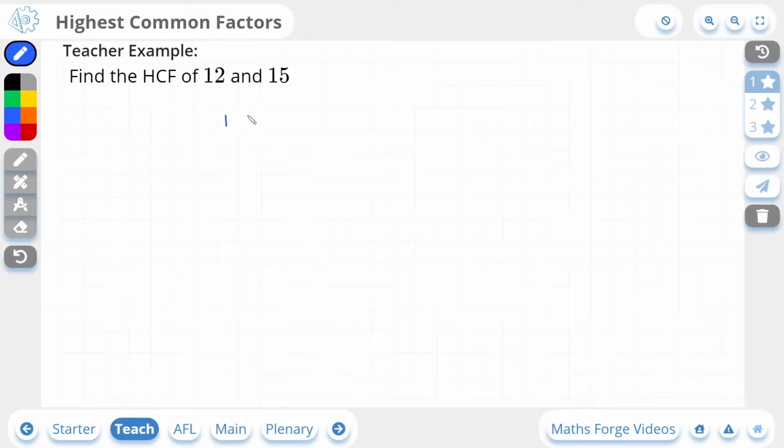So I first begin by writing down my numbers 12 and 15, and then I break them up into their prime factors. So 12, I'm going to divide that by 2, and that's going to give us 6. And then the 6, I'm going to divide by 2 again, and that's going to give us 3. And we stop here since 3 is a prime number. And now for 15, I can't divide it by 2, but I'm going to divide it by 3, and that gives us 5. And that's it for 15.